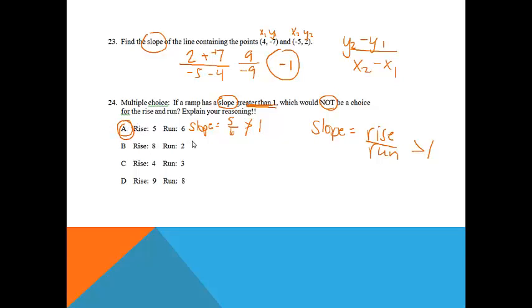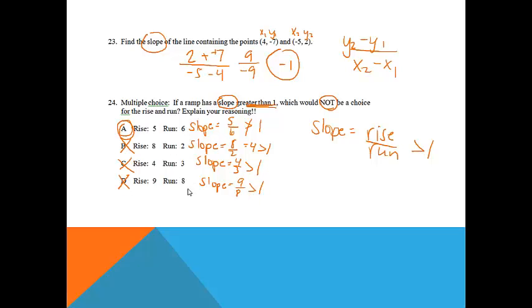I'm just going to show you why the other ones do work. We've got slope equals 8 over 2, which is 4. That's bigger than 1. On this one, we've got slope equals 4 over 3. That is bigger than 1. And then for the last one, we have slope equals 9 over 8. That is also bigger than 1. So none of those work.